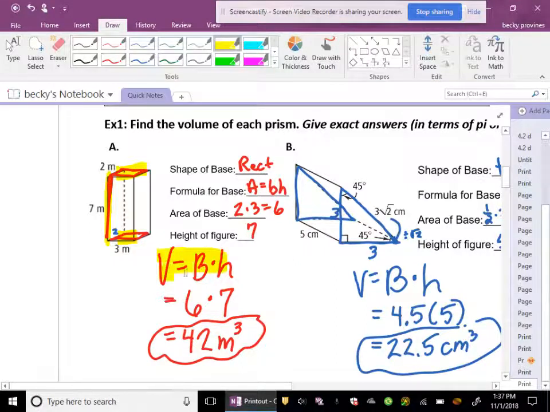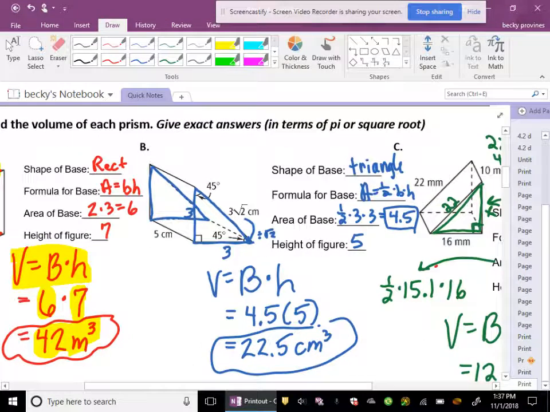Now, our formula is pretty easy today. It's just capital B times H. So you have to find the area of the base, which is the rectangle. So that's how I get the 6. And then I multiply by how far apart those two rectangles are. So that is 7. So I'm going to multiply 6 times 7 to get 42. But now we're finding volume, so it is units cubed. So it's meters cubed. And we're finished. So it's a much quicker, faster thing than what we were doing before.